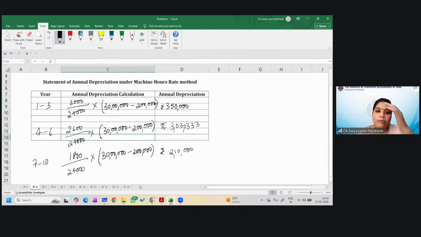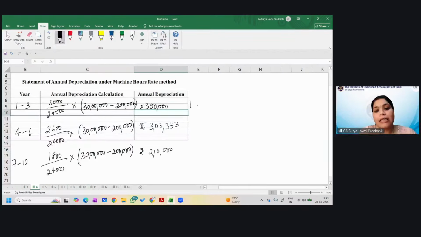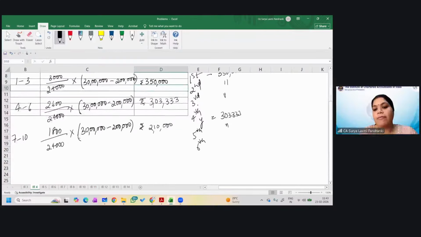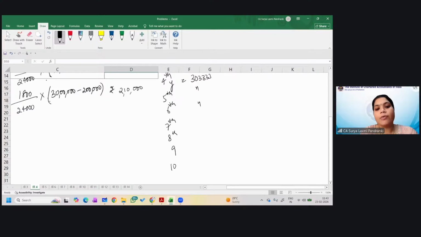Now, what is this 3,50,000? This 3,50,000 is nothing but annual depreciation, which means what? First year, second year, and third year, what will be the depreciation? 3,50,000 only. Am I clear with this? And in the fourth year, what is the depreciation? 3,03,333. This will continue for the fifth and sixth years. Now, this will be the same for 3 years. And in the 7th, 8th, 9th, and 10th years, what will be the depreciation? 2,10,000. And this will continue.